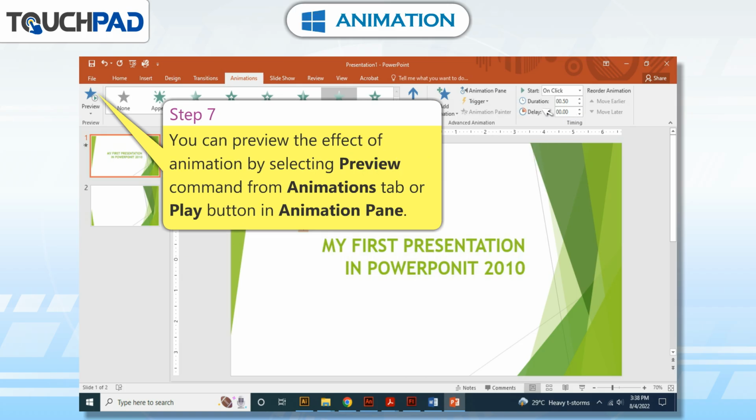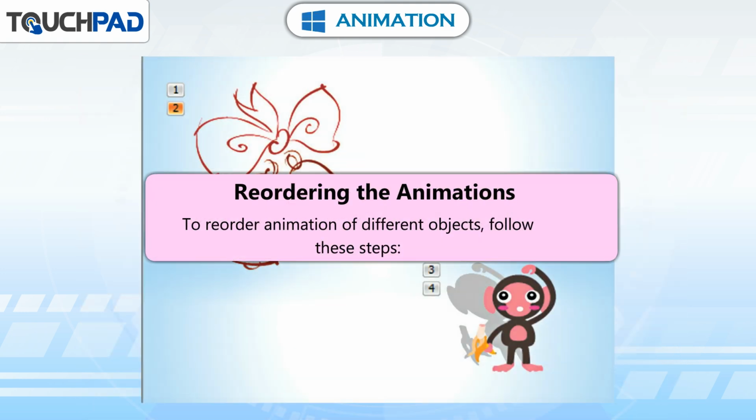Step 7. You can preview the effect of animation by selecting Preview command from Animations tab or Play button in Animation pane. Reordering the animations.